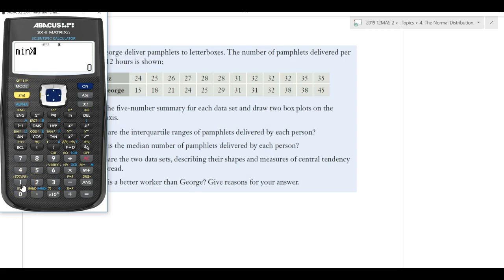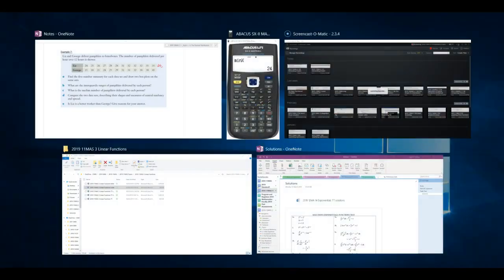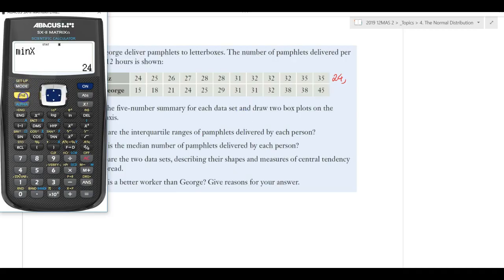So 1, equals 24. So I'm just going to put over the side here, 24, back to my calculator. Second function 1, 5. The next thing that I want is 3, the first quartile, 25, 26 and a half.